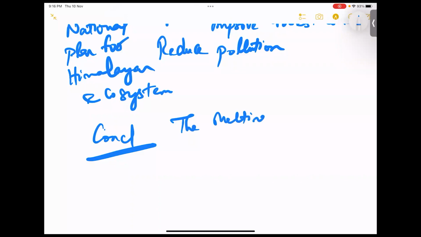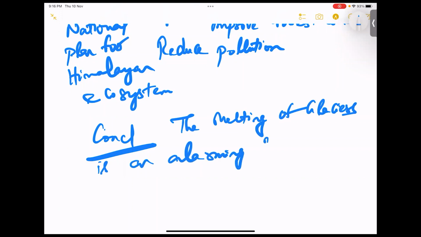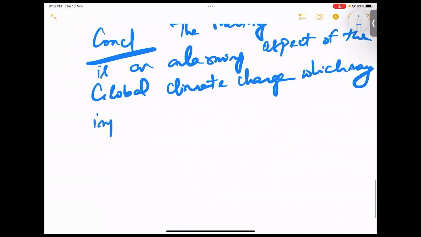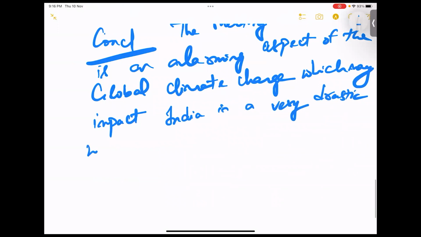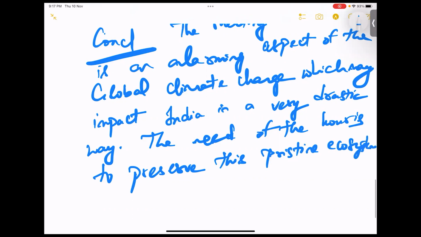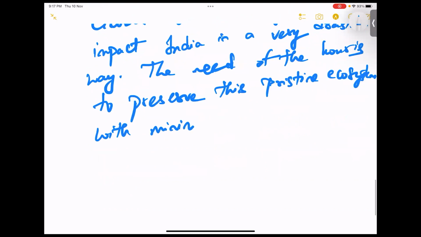The melting of glaciers is an alarming aspect of the global climate change, which may impact India in a very drastic way. The need of the hour is to preserve this pristine ecosystem with minimum interference from mankind.